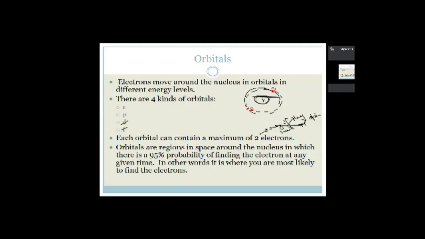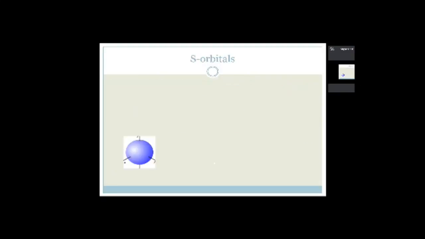Now, orbitals, like I said, are regions in space around the nucleus in which there is a 95% probability of finding the electron at any given time. In other words, it is where you're most likely to find your electrons. So we've spoken about that. The orbital is just where you are most likely to find your electron, and it's an area in space. There are no lines in space and everything else. Okay, so now your s orbitals.